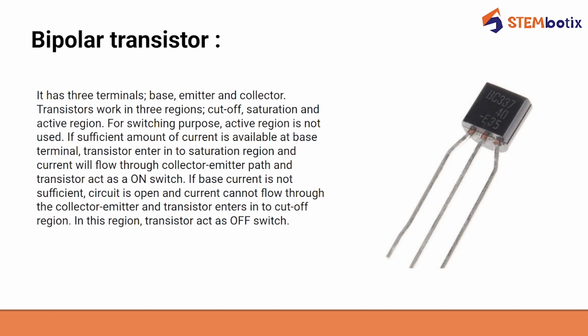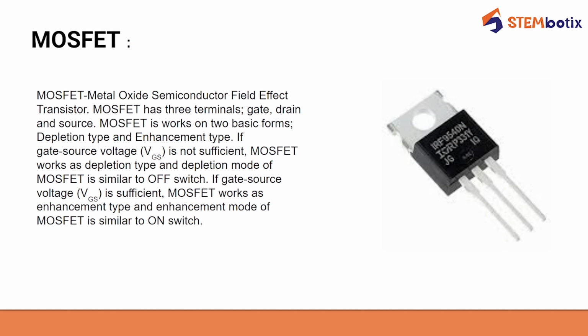So if the base terminal has sufficient current, it will push the transistor into saturation region and there will be a current flow through the collector emitter path, and the transistor will act as an on switch. If the current is not sufficient, then there will be no saturation region and no current will flow through the collector and emitter path, and the transistor will stay in off condition. So that is how you can use a transistor as a switch.